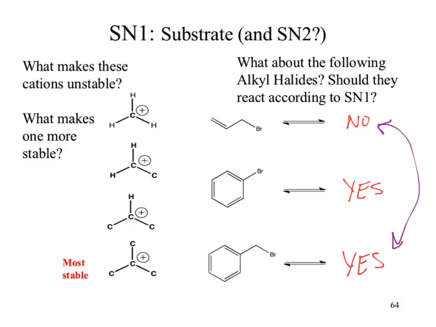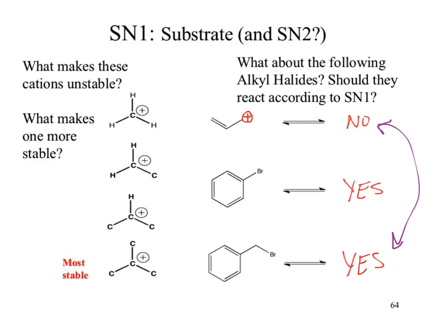The SN1 needs to evaluate the stability of the carbocation. Can I form a stable carbocation? What happens if I erase that bromine? I would have a primary carbocation, and that's why you're telling me no. Right? Okay.